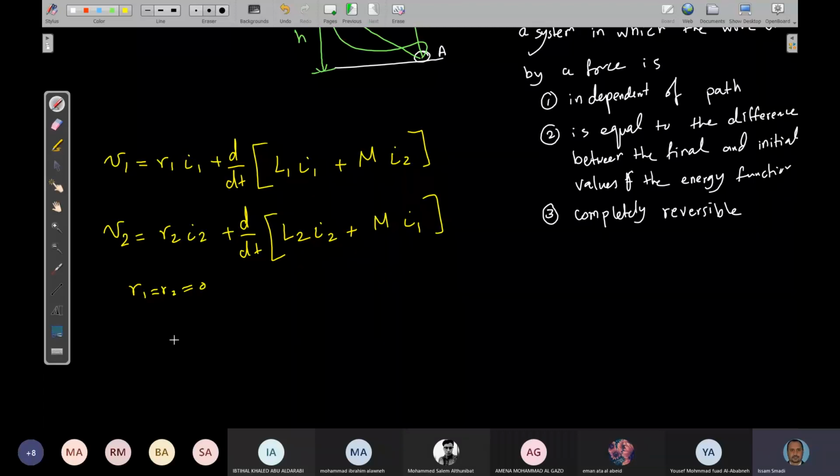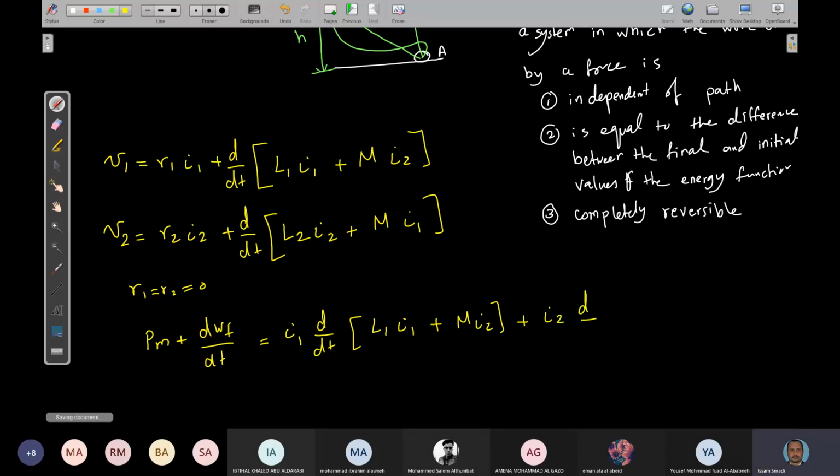So if we do so, we will have that the P mechanical plus d omega f by dt will equal to I1 d by dt of L1 I1 plus M I2, the first one, plus I2 d by dt of L2 I2 plus M I1.